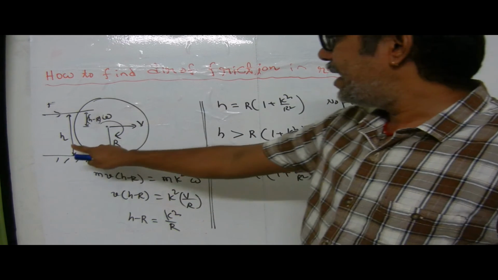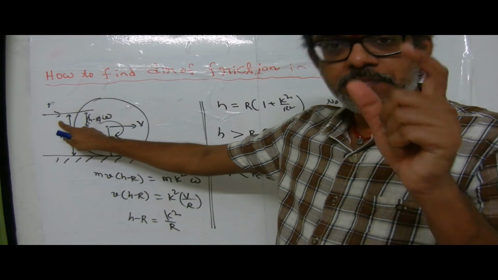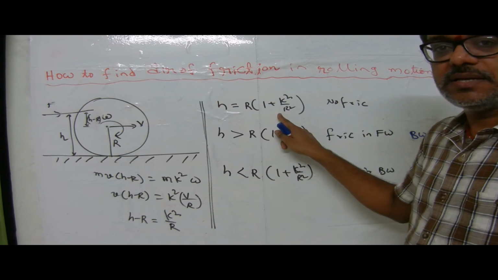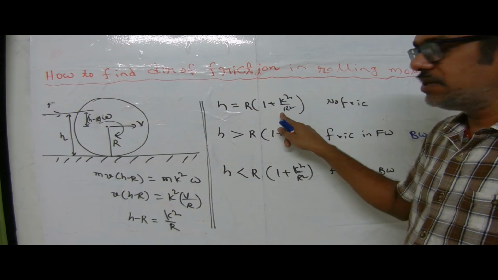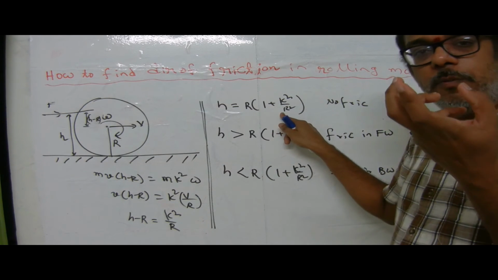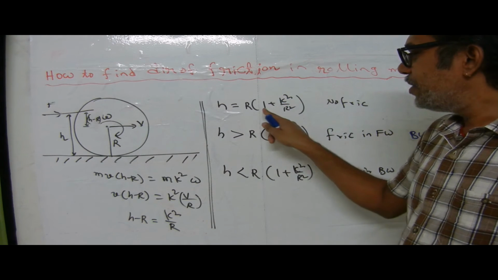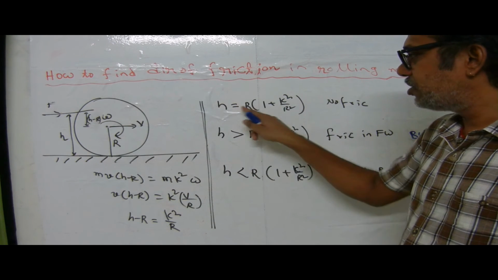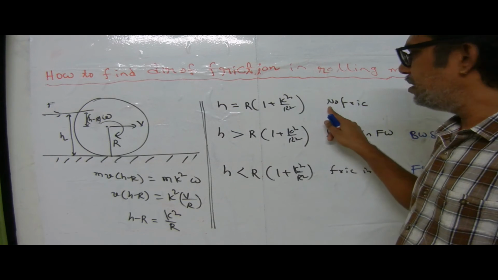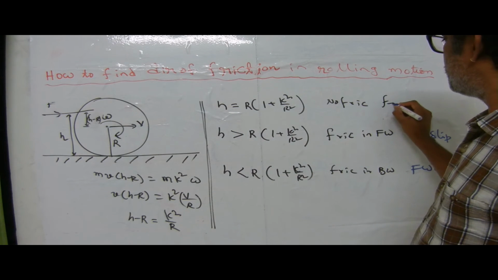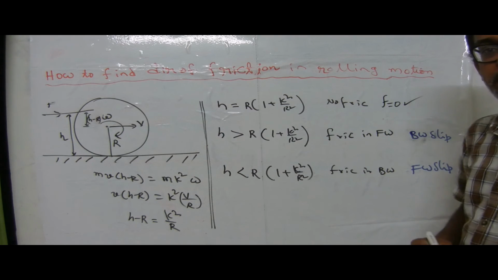Now, if the value of h exactly matches this particular parameter, take k square by r square as 1. K square by r square depends on the moment of inertia, so the value will be different. Therefore, we substitute the value of k square by r square. If it is balanced, then there is no frictional force. Simply, you can take frictional force F as equal to 0 in the problem.